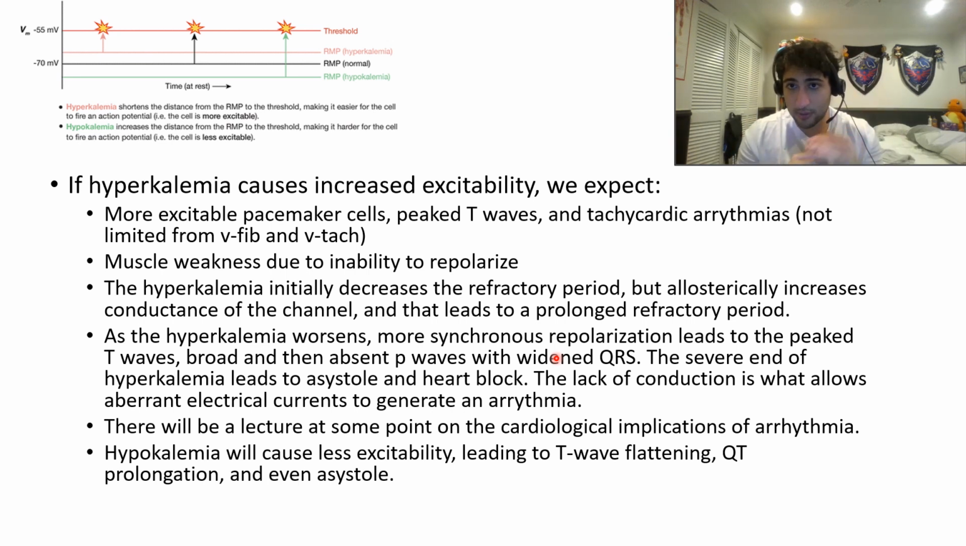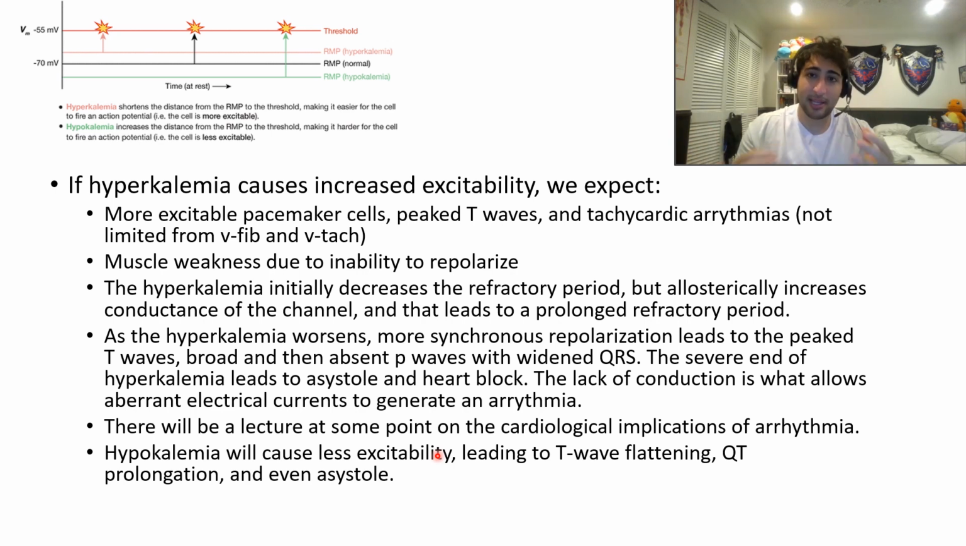And as you get closer to the threshold, you're more easily excited, but it's also more difficult to come back into repolarization, because you do depolarize, but then you have to repolarize. If you can't repolarize, you have problems. Now, hypokalemia causes less excitability, so the T wave flattens. The QT tells you the time between when the ventricles have contracted and when the ventricles have relaxed.